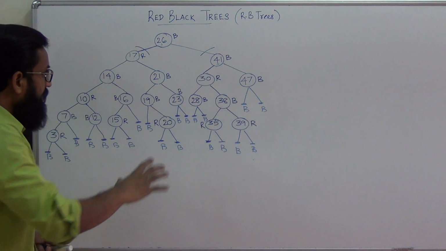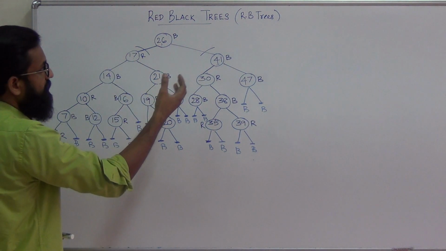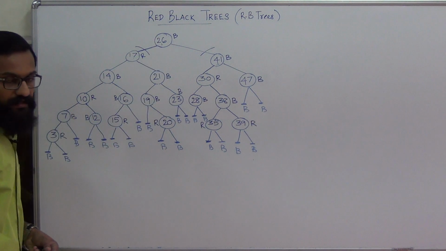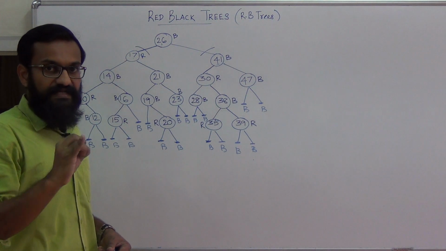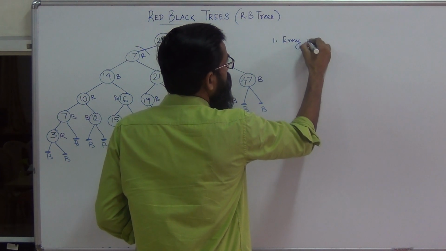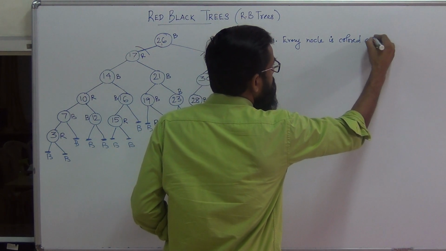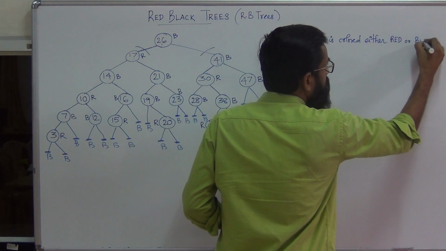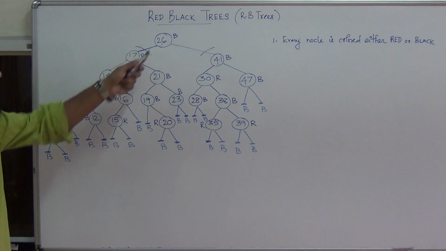If you analyze this particular binary search tree, you can see that each and every node is attached with a label on the outside, either R or B, that represents the color of the node. So the next property: each and every node is colored either red or black. That's another property.